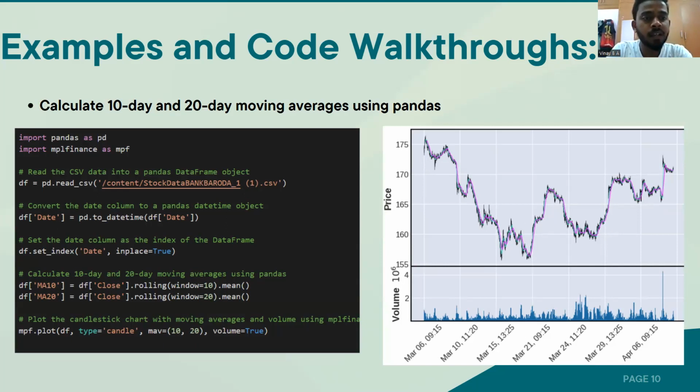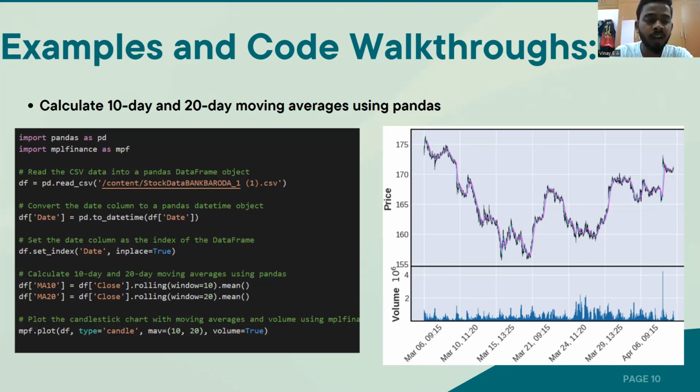Pandas means you should include all the files, pandas and MV files, and whatever data should be used. Then import the data and convert the date column to the pandas datetime, then set the date column as the index. Next, calculate the 10 days and 20 days moving average with pandas. That's df is equal to ma 20 and ma 10. Then the data frame object, then close, then rolling, whatever the window size is, equal to 10.